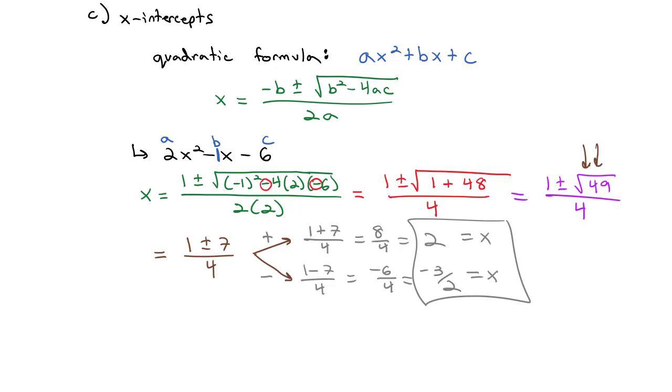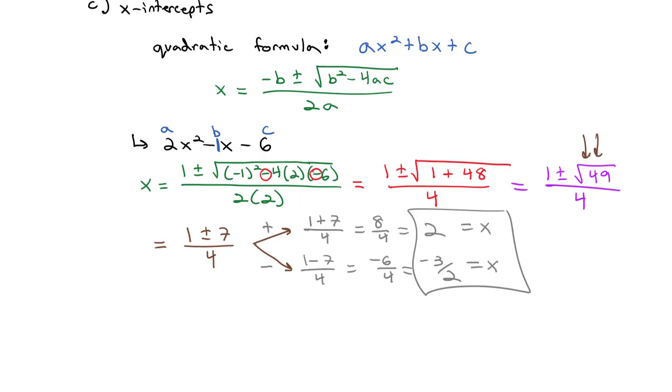Now this example was nice because it's simplified all the way down to a nice fraction or whole number. That doesn't always happen though. Let's look at another example. Let's do x squared plus 6x minus 4.